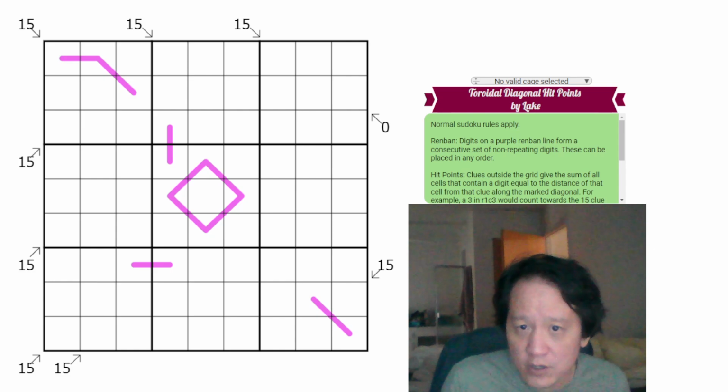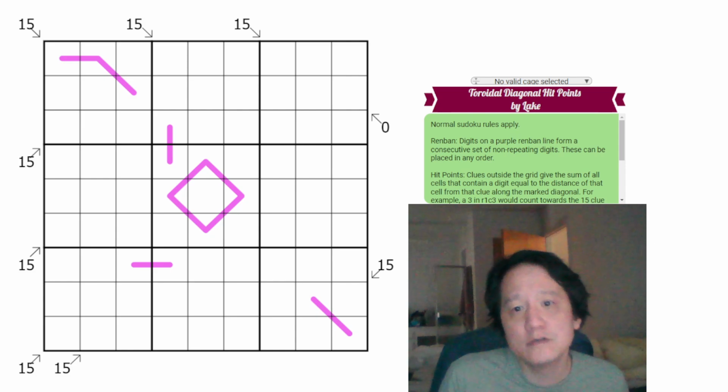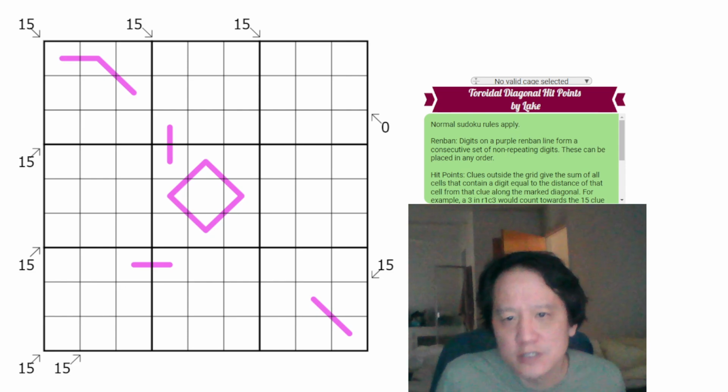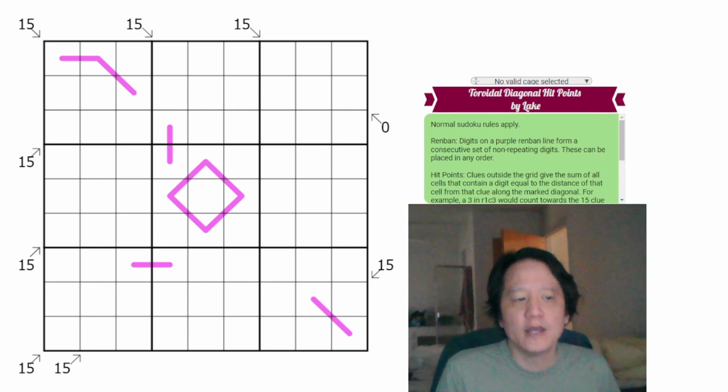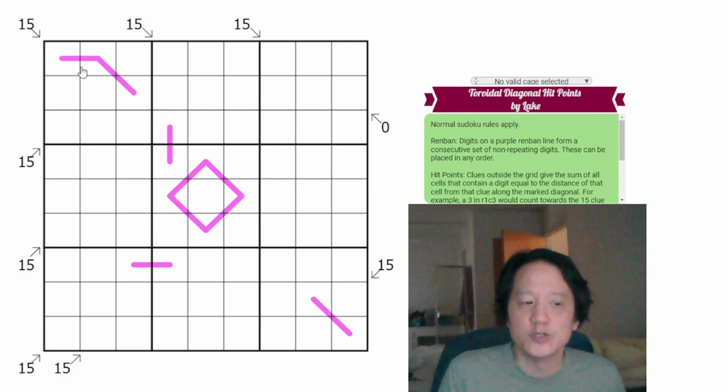Today's puzzle is called Toroidal Diagonal Hit Points by Lake. And here are the rules. Normal Sudoku rules apply, which is place the digits 1 through 9 in every row, every column, and every box.